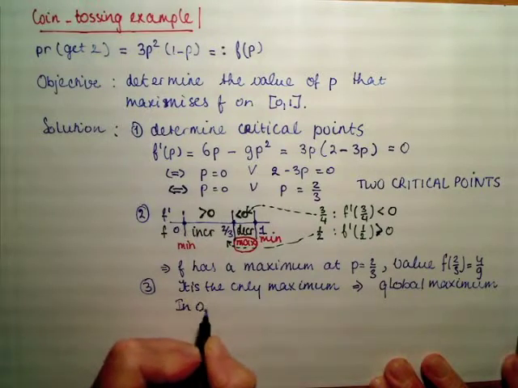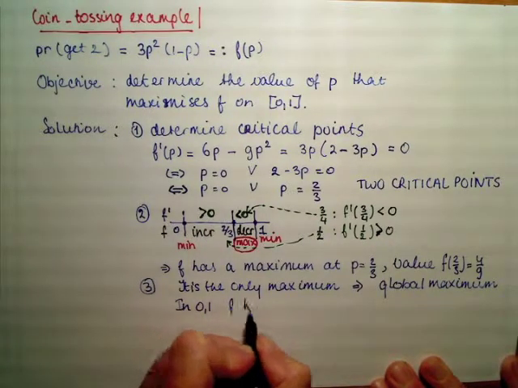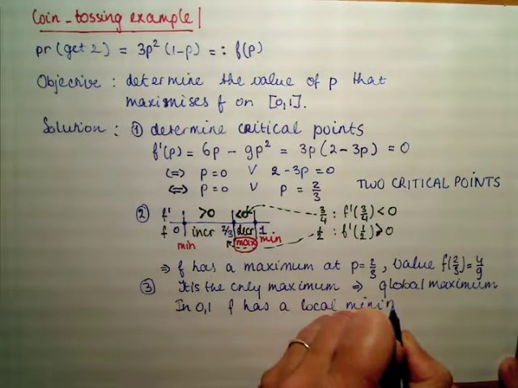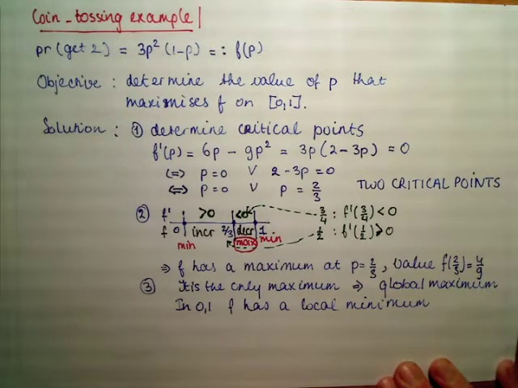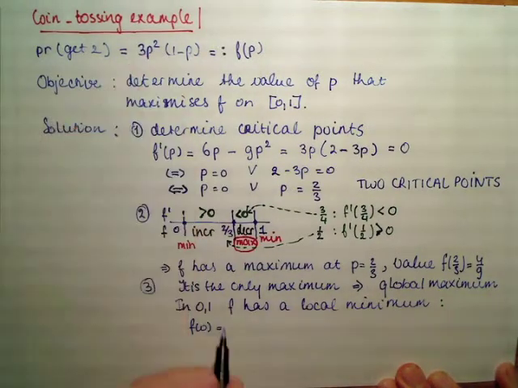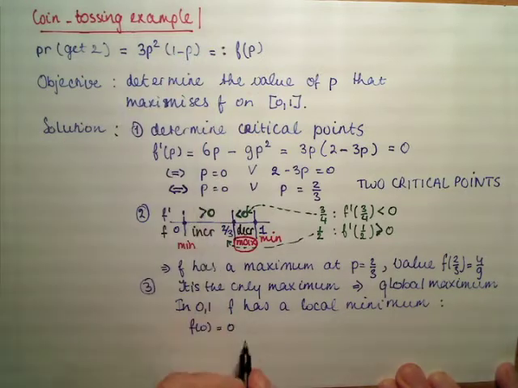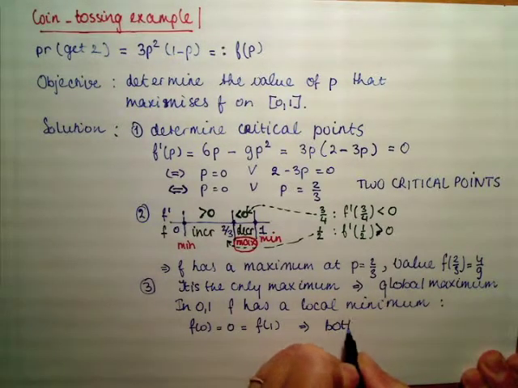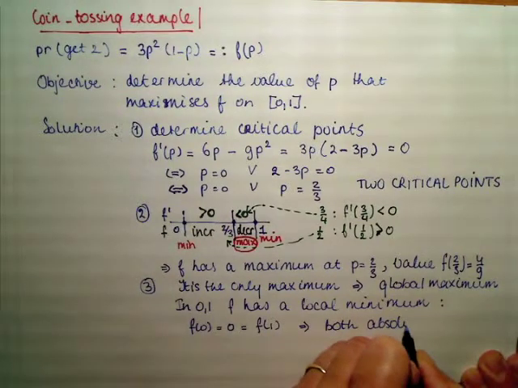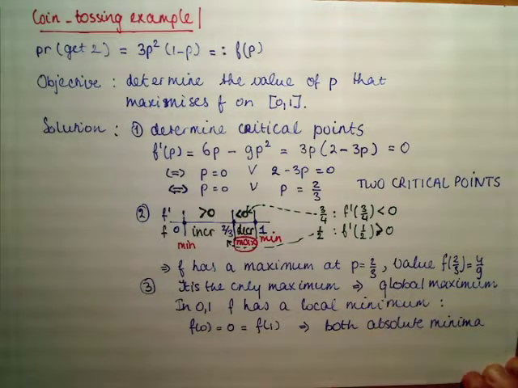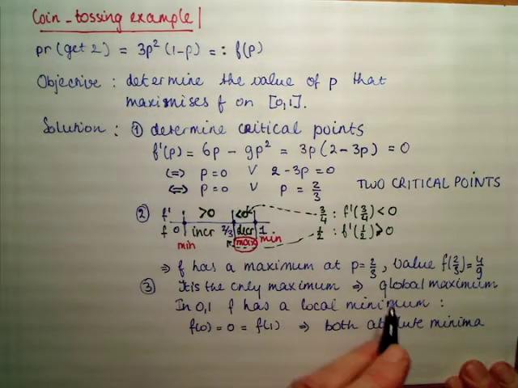So what do we get in 0 and 1? f has a local minimum. Now, is there any difference between the two? Is one a bit worse than the other? Well, could we compare the values? f(0) is equal to 0, and f(1) is equal to 0 as well. So these are both, and we cannot go lower, these are both global or absolute minima.